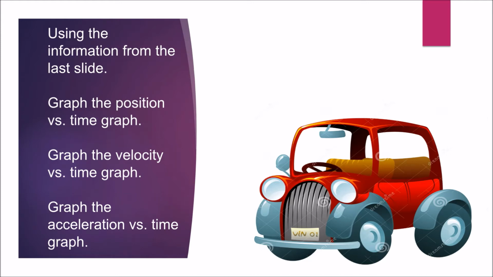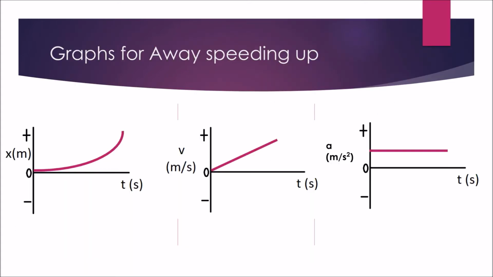Next, since we have a constant acceleration, we would expect the velocity versus time graph line to be straight, but to be on the positive side of the graph and increasing in value. Lastly, the acceleration versus time graph should show a positive acceleration, so on the positive side of the y-axis, and it should be flat since the acceleration isn't changing. And this is exactly what we see.